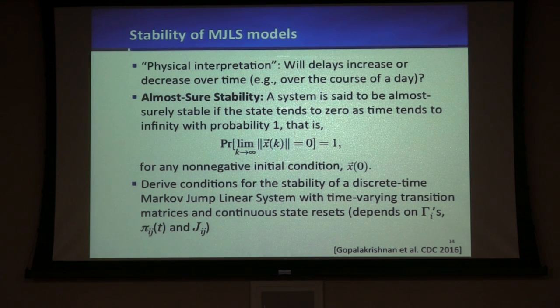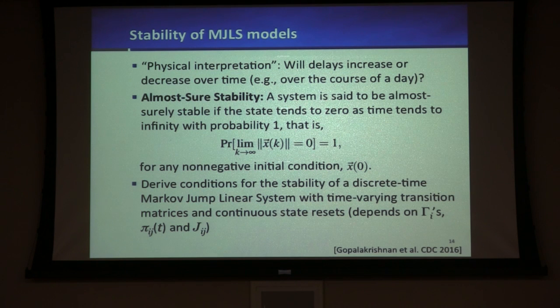The reason I'm interested in it is that I think it's the first sanity check we can ask, because stability really translates to: are delays likely to increase or decrease over the course of the day? I know that the system tends to reset overnight, so delays decay over the course of the day. Of course, I have these random transitions with a stochastic model, so I can talk about either mean stability or almost sure stability, and we've looked at both of these.